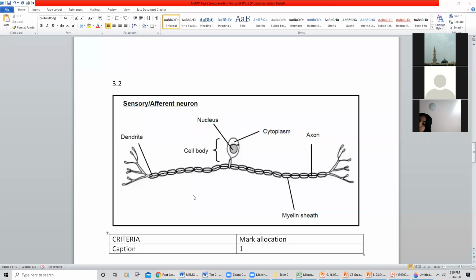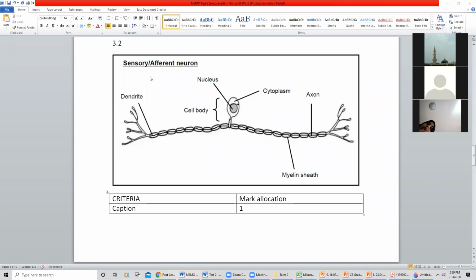Ideally, you'd want to show the direction of the impulse. So if the impulse is moving from left to right, this side would be called the dendrite. And then after the cell body, you label that as being the axon. And you'll have the nucleus within the cell body surrounded by cytoplasm, and you'd label the different parts.